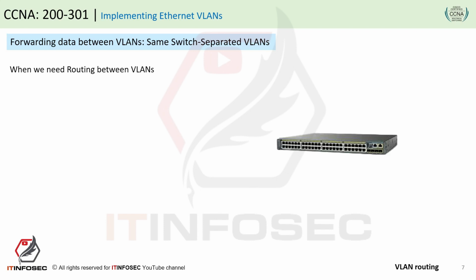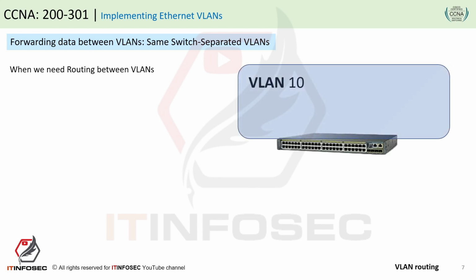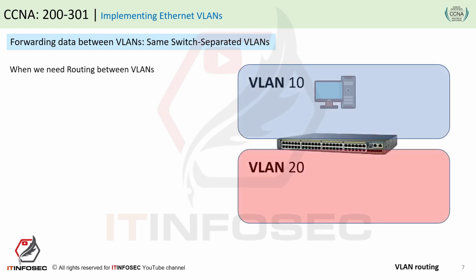So if we need some computers in some VLANs to be connected to computers in other VLANs, to make this connection we need to understand IP addresses. Layer 2 switches don't understand IP addresses; they work only on MAC addresses. In this situation, we need another device called a router.